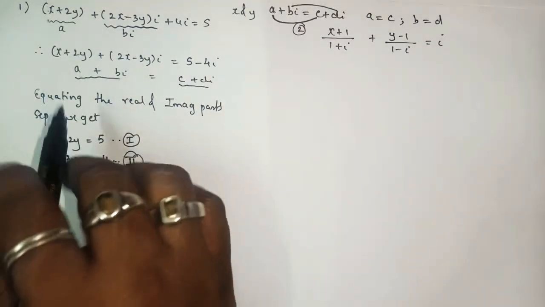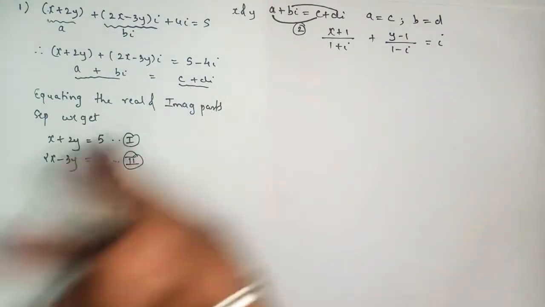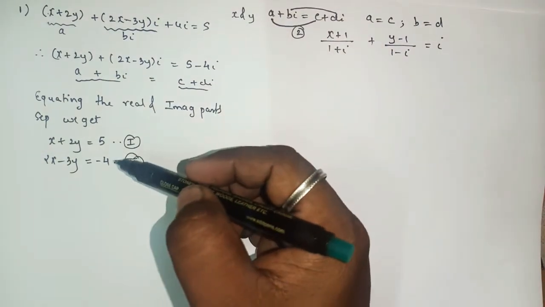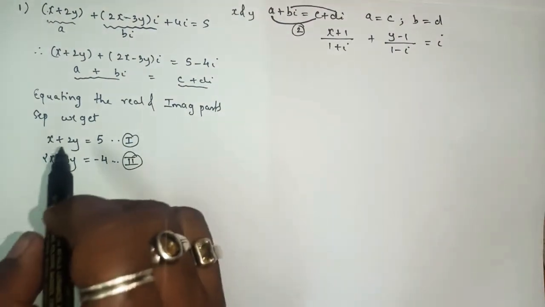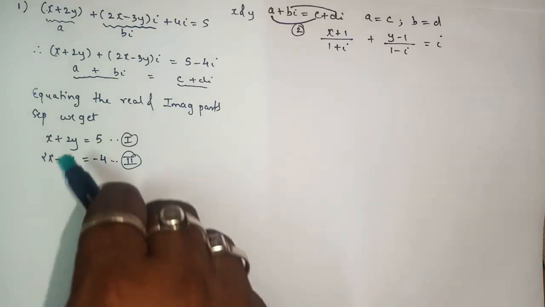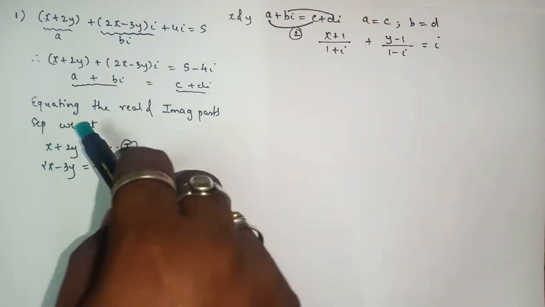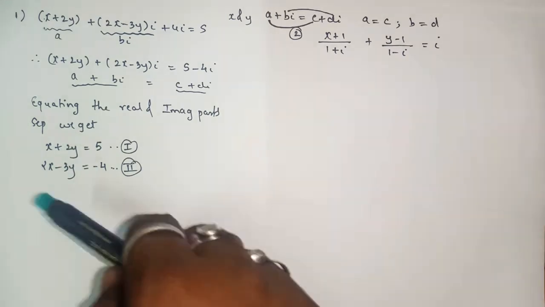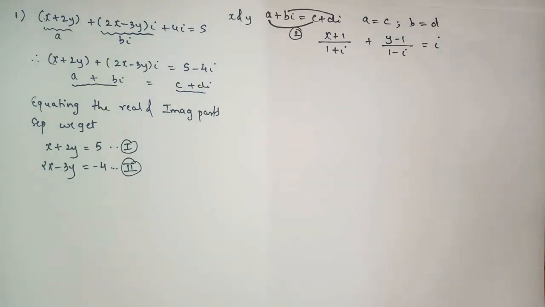As I told you, when you equate the left hand side and right hand side, the real and the imaginary parts, you will get equations, and clearly we can see that these are linear equations in two variables, as there are two different variables and two different equations. We know how to solve and find the value of x and y using the simultaneous equation method.